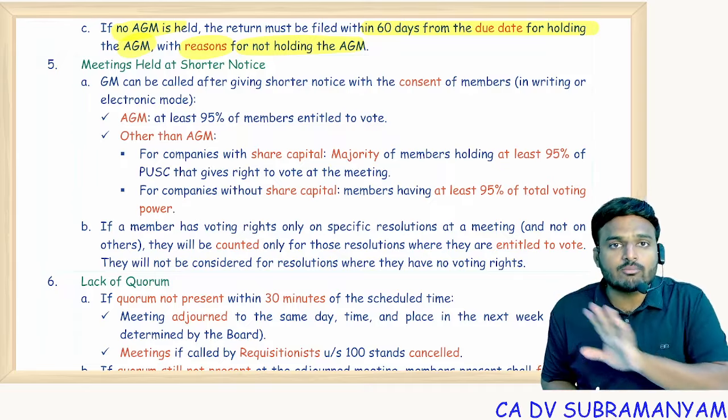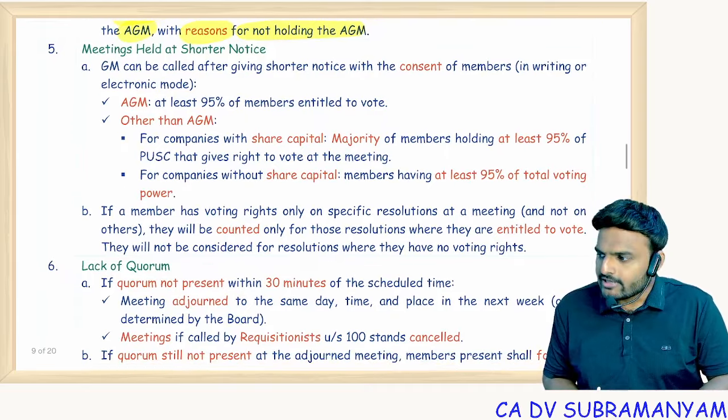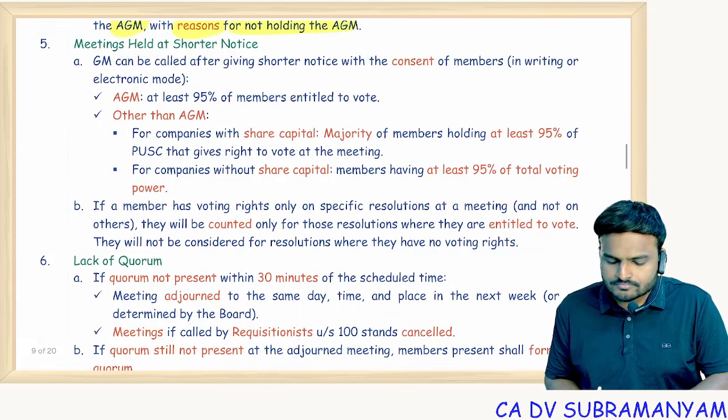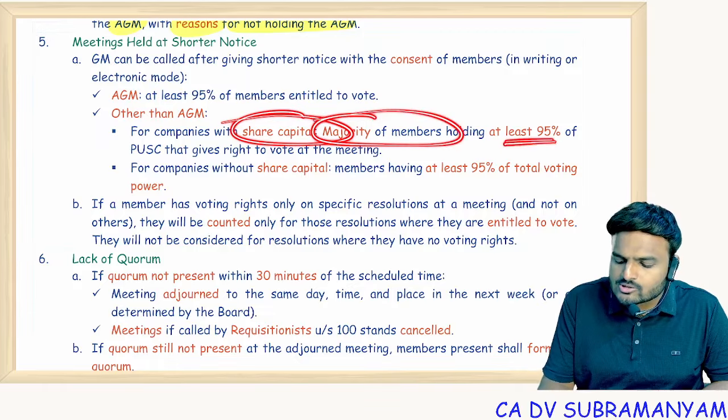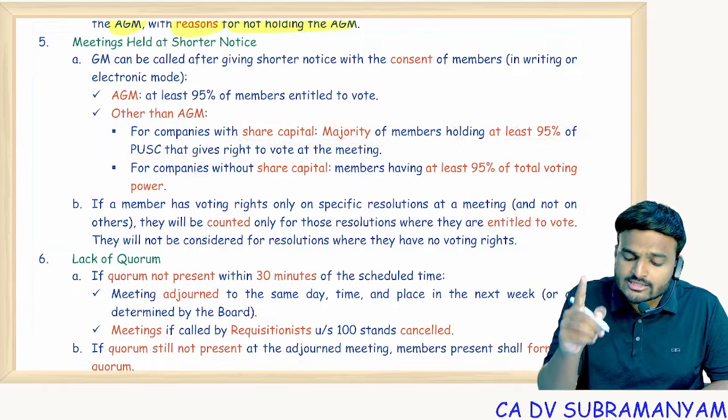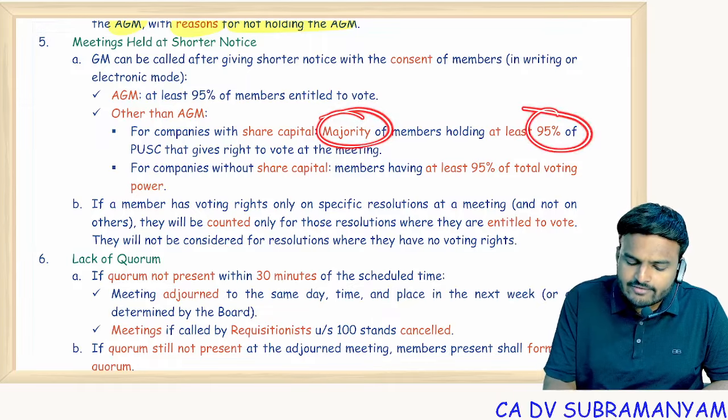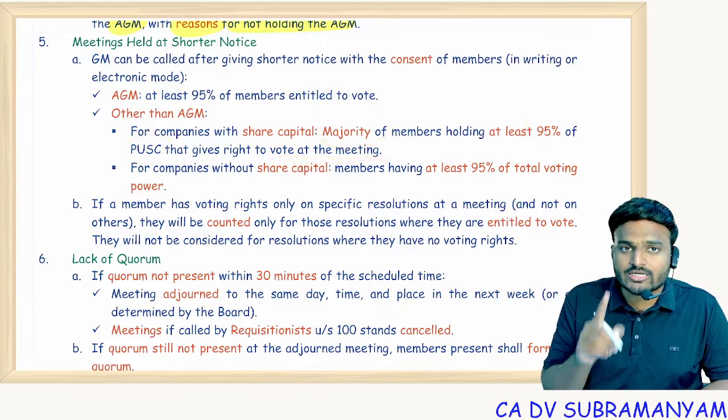I'm not talking about holdings. If it is other than AGM, for companies with share capital, a majority of members holding at least 95% of the paid up share capital. Two conditions: majority and 95% of the paid up share capital, two conditions to be satisfied.